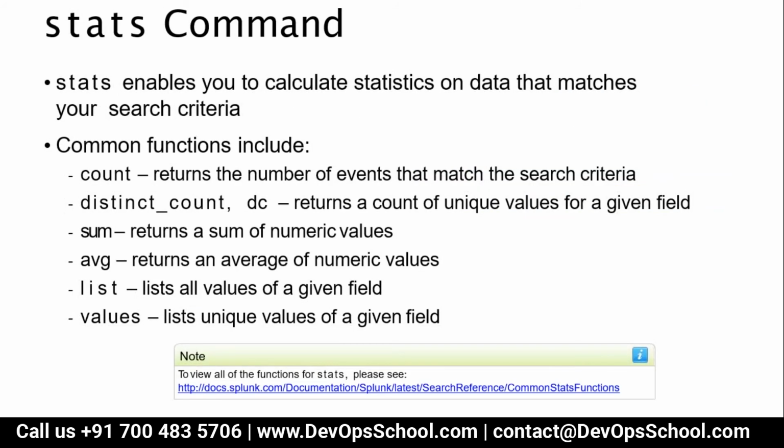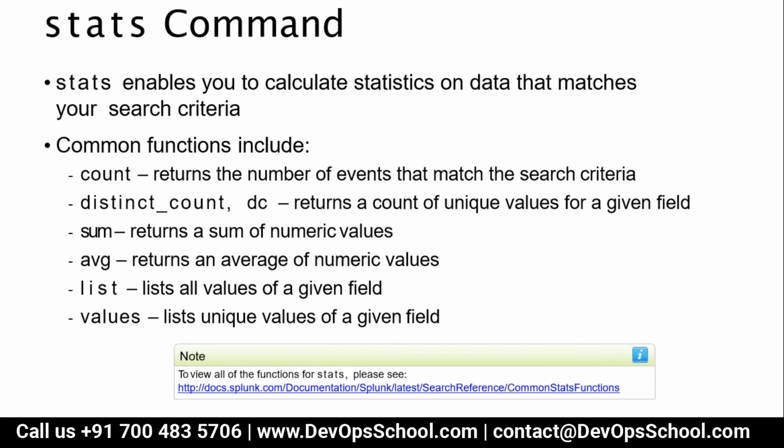The stats command is very powerful and very vast, actually very vast. It has so many options. So what exactly will the stats command do? The stats command enables you to calculate statistics on the data that matches your search criteria. There are common functions, and I'm not giving you the complete list of functions. If you go to the URL at the end of the slides, you will find hundreds of functions which can be used with stats. That's the reason I said it's one of the most powerful commands you have in Splunk.